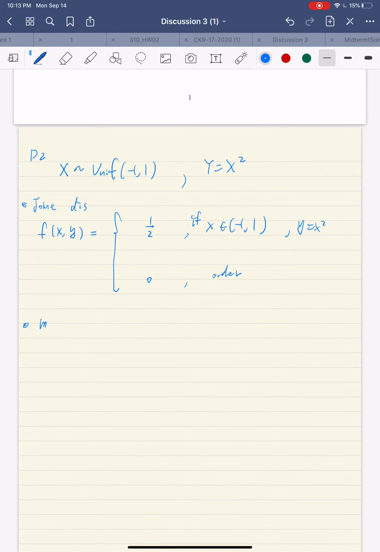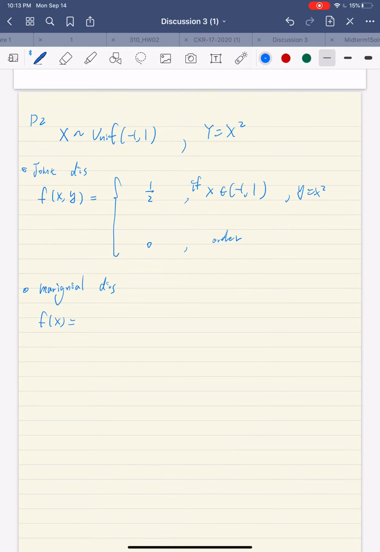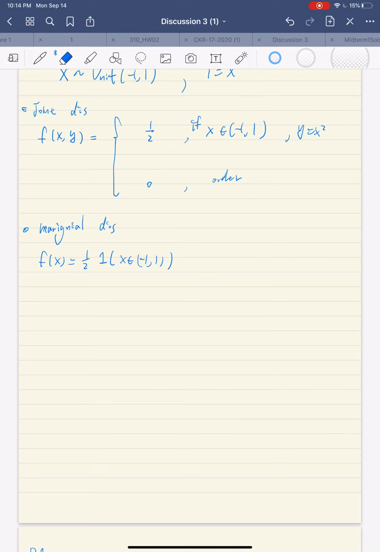Okay. The marginal distribution. Also, the marginal distribution of x is easy. It is 1/2 times the indicator function of x belonging to -1 to 1. And the marginal distribution of y should be found.